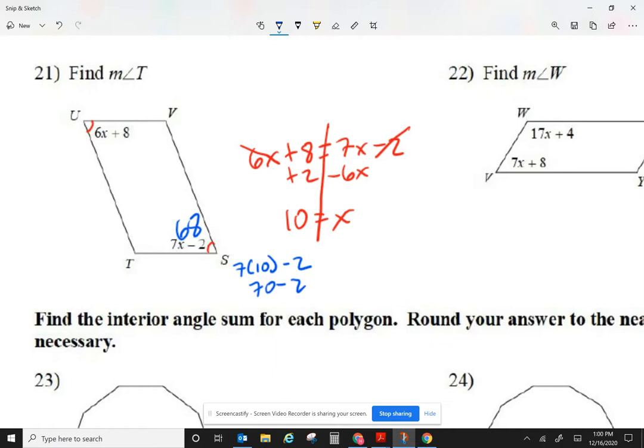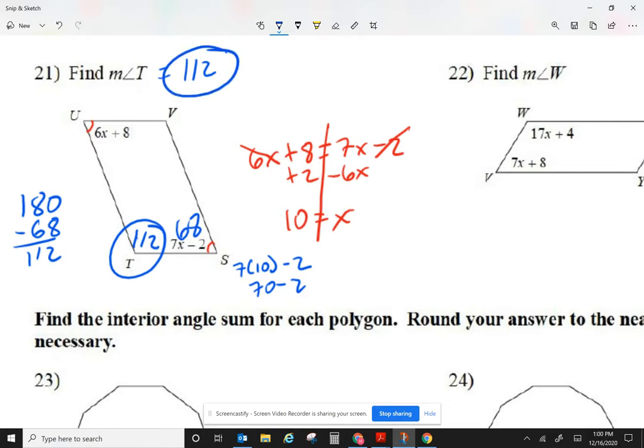So for me to find out how big angle T is, I'm going to go 180 minus 68. That's 112. So this is equal to 112. I knew that angle T and S needed to add up to 180. So if I knew one of them was 68, I just went 180 minus 68. And that's how I solved that angle T is 112.